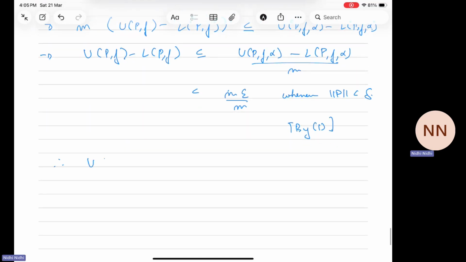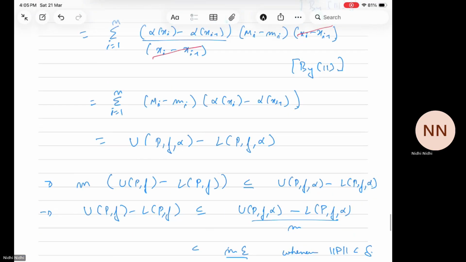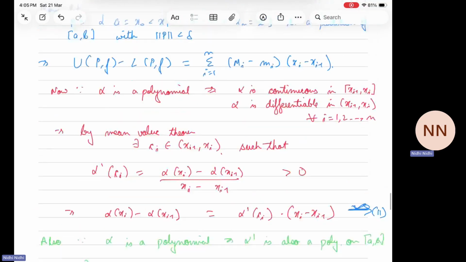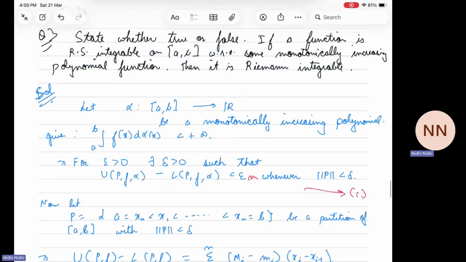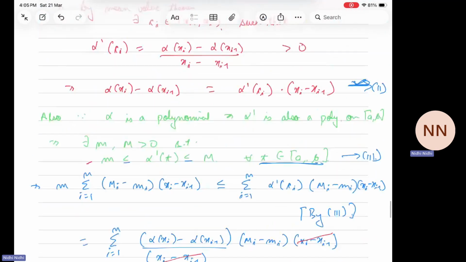Therefore, what do we get? We get UPF minus LPF is less than epsilon whenever norm P is less than delta. This tells us that the integral of f(x) dx from A to B is finite. That means if f is R-integrable with respect to some increasing polynomial, then the function f will be Riemann integrable as well.